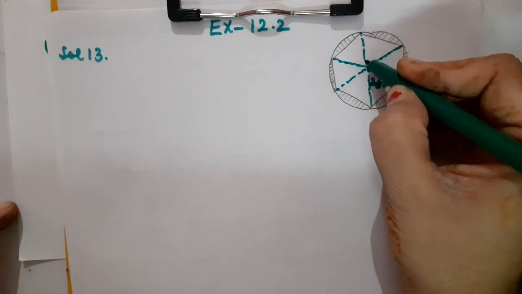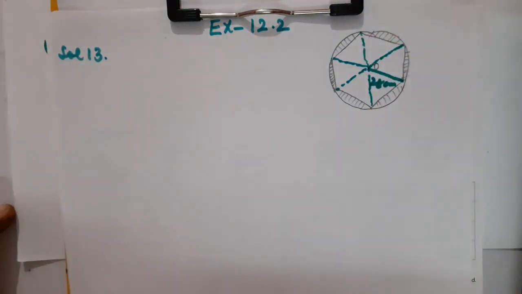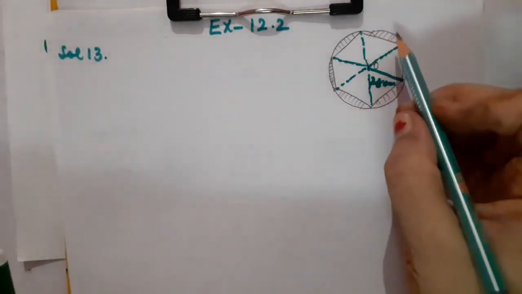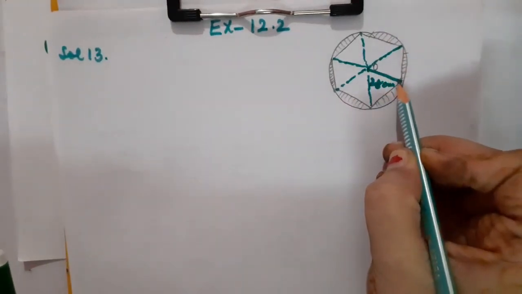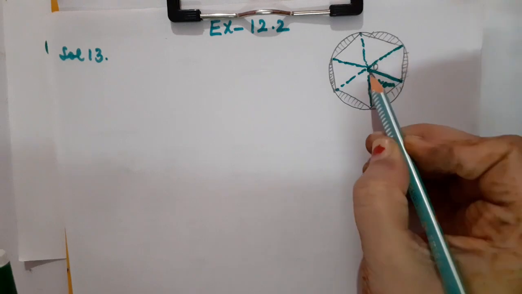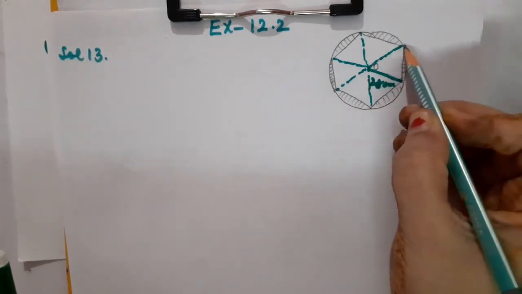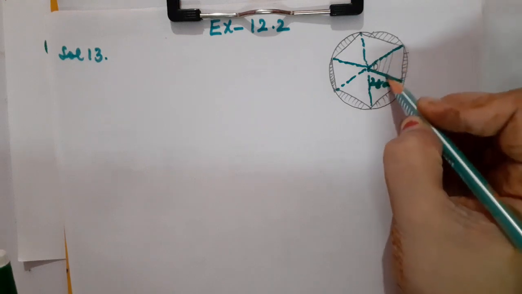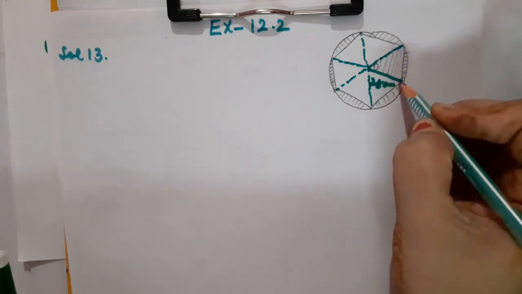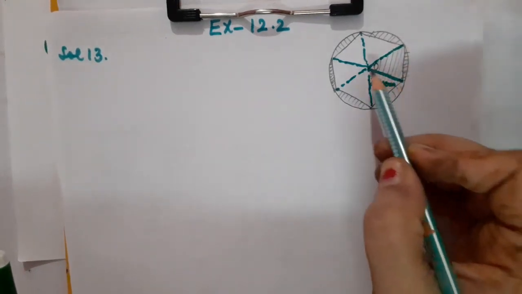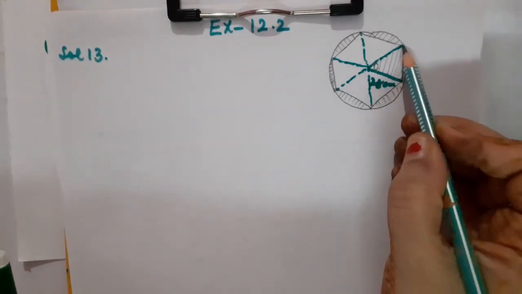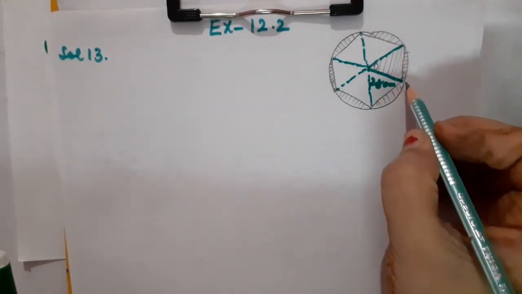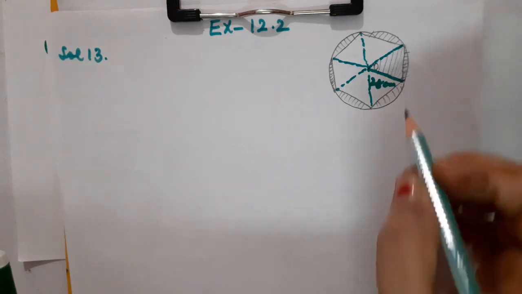I am just going to join them using dotted lines. Children, now please be alert. Have a look. This is nothing but the radius. This is also radius, radius, and this is an arc. So, what do you call this region? The region which is bounded by radii as well as the arc is always known as a sector.